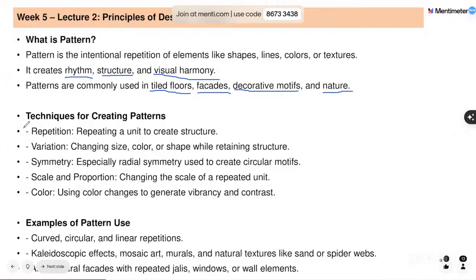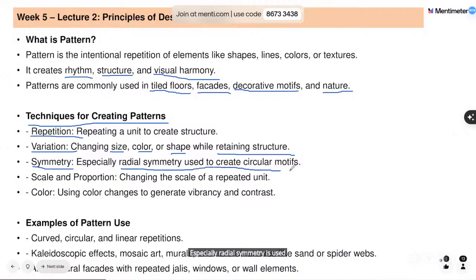Then what are the techniques for creating pattern? So the first technique is repetition. Repeating a unit to create structure. Second is variation. Changing the size, color or shape while retaining the structure. Then symmetry. Especially radial symmetry is used to create circular motifs. Then we can have scale and proportion. Changing the scale of a repeated unit.